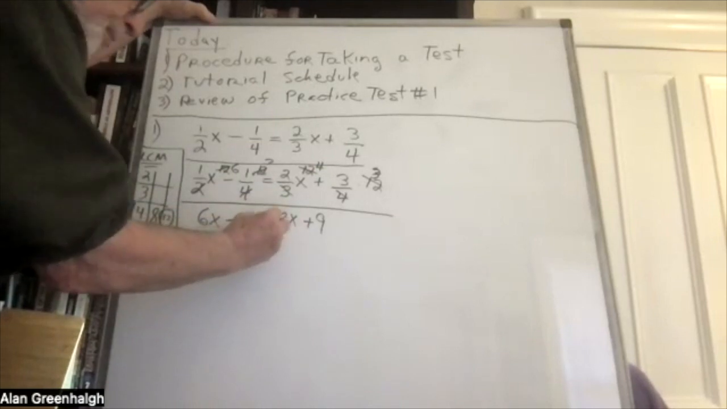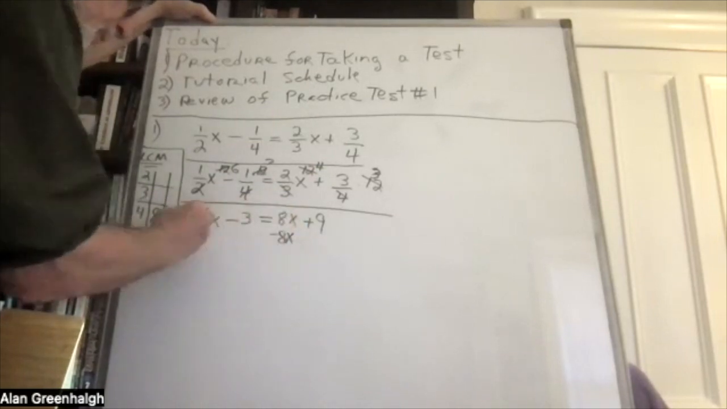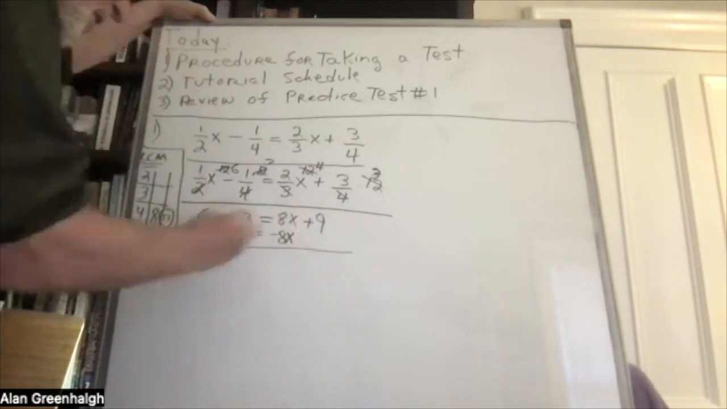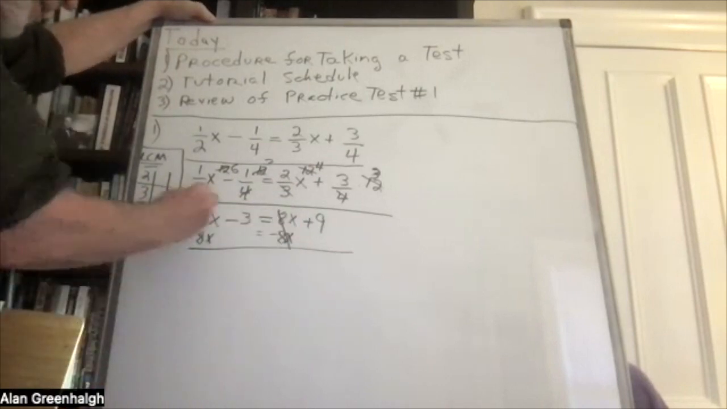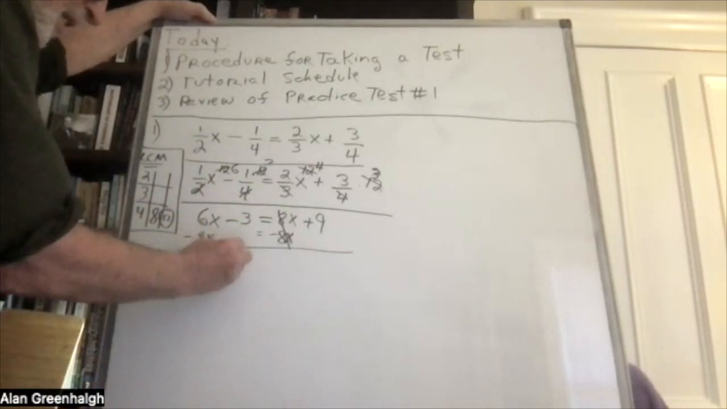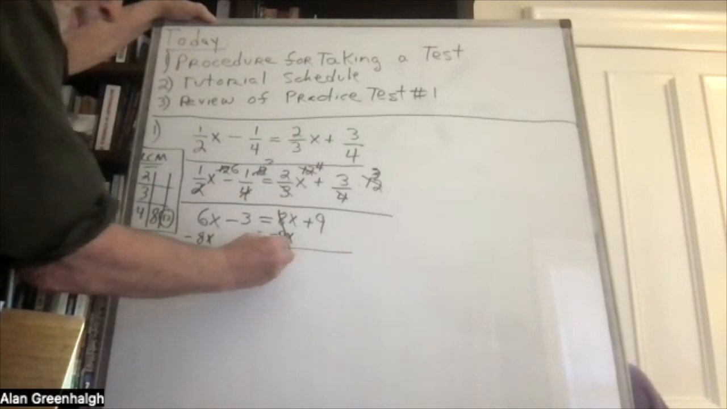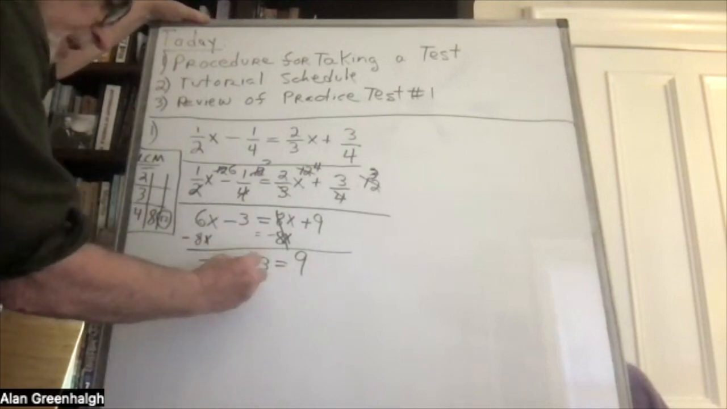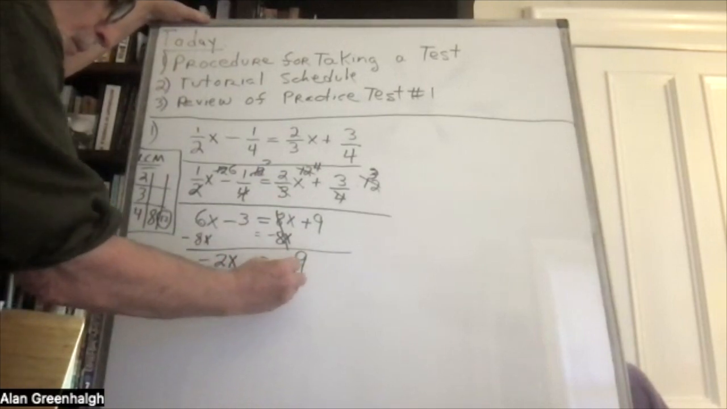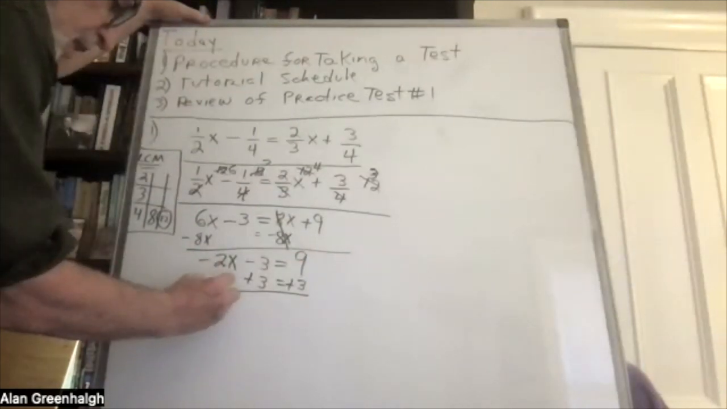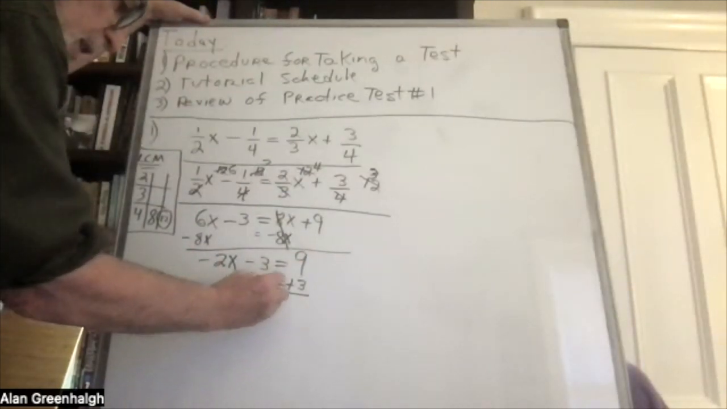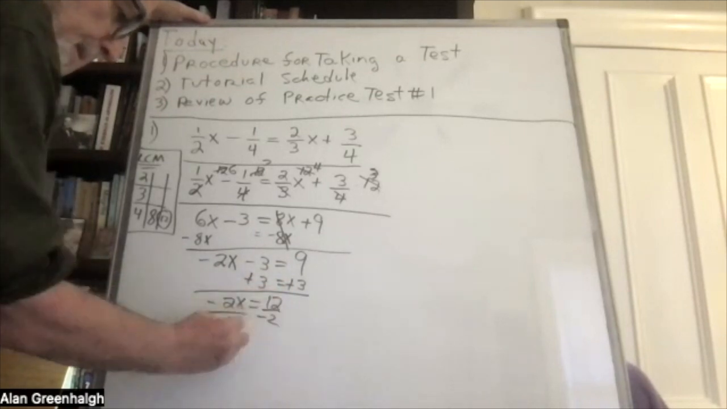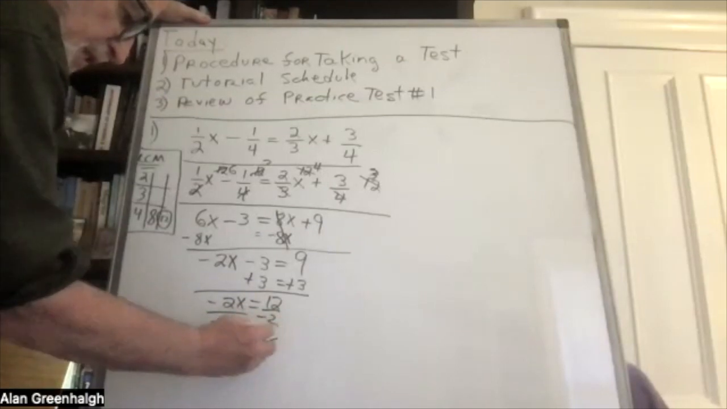Okay, now I'm bringing the x's to one side of the equation. In this case, I'm bringing everything to the left. That drops out. You get negative 2x, negative 3 equals 9. Bring over the 3. Negative 2x equals 12. Divide by negative 2. And x equals negative 6.